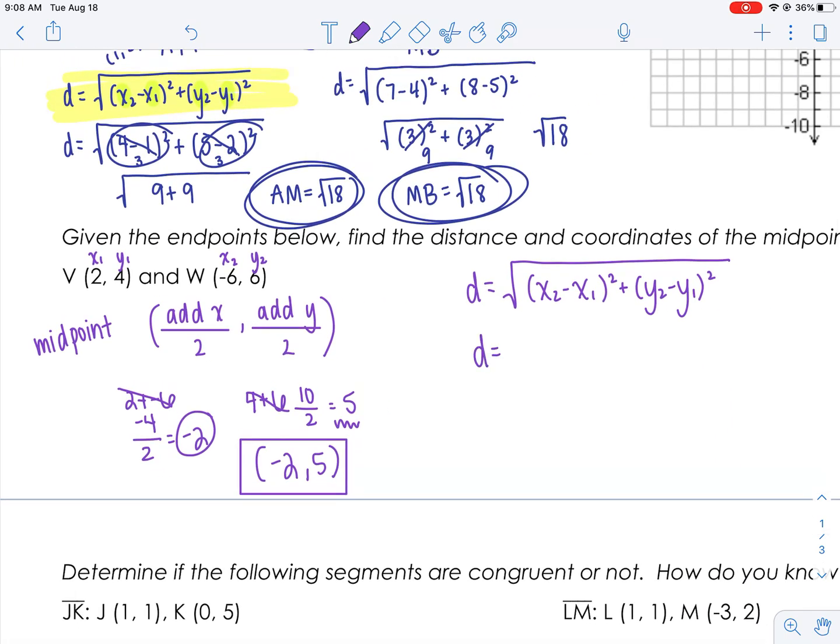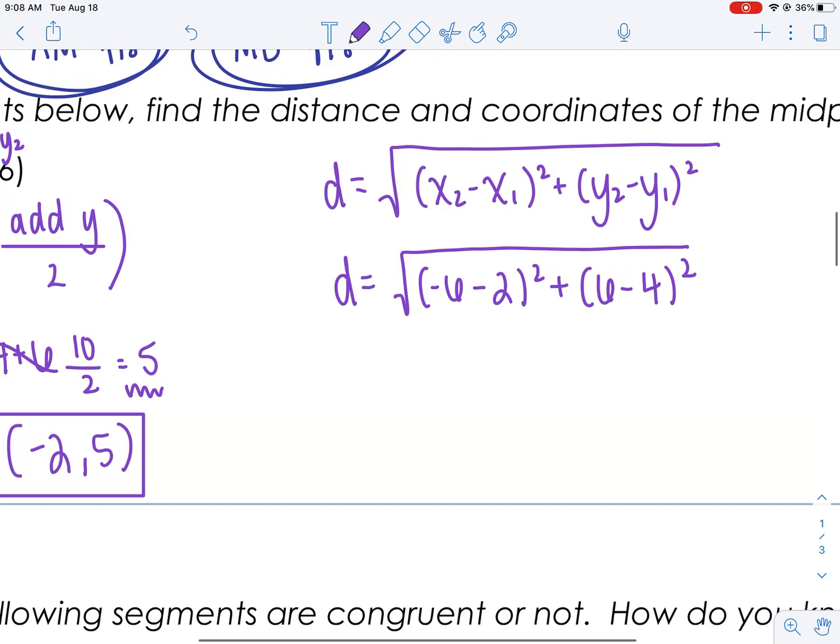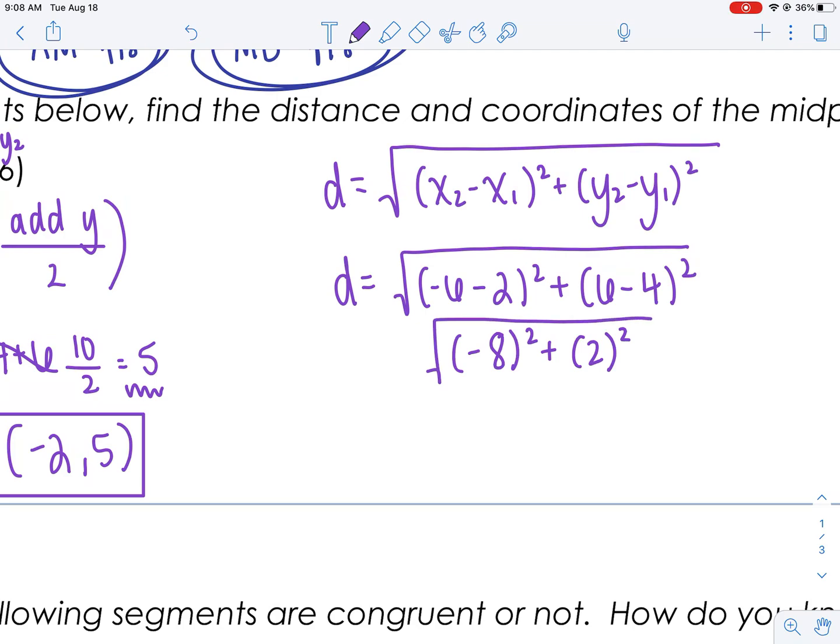So I get D equals, really big square root, x2 is negative 6, minus x1 is 2, parentheses squared, plus y2 is 6, minus 4, parentheses squared. So negative 6 minus negative 2, and you can go to a calculator if you need to, that'd be negative 8 squared plus 6 minus 4 is 2 squared, and then I have a really big square root over it.